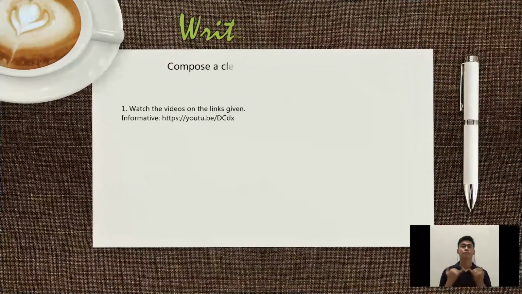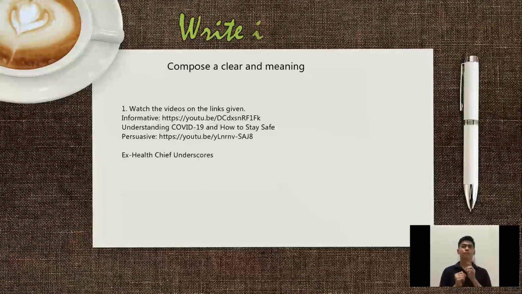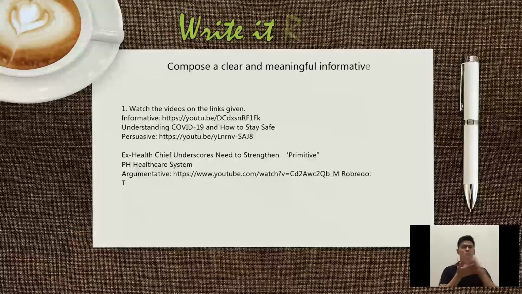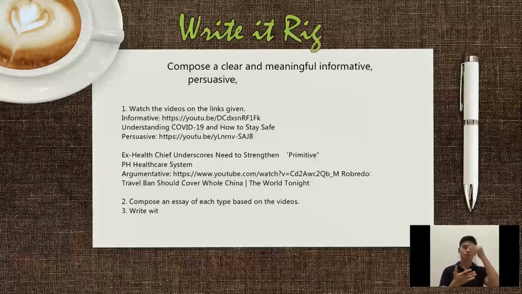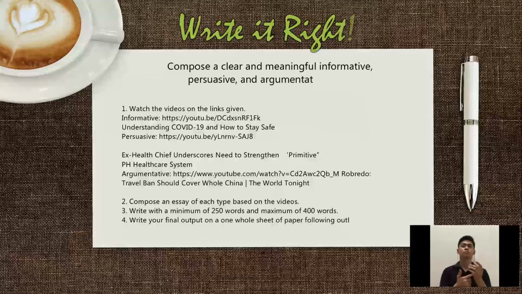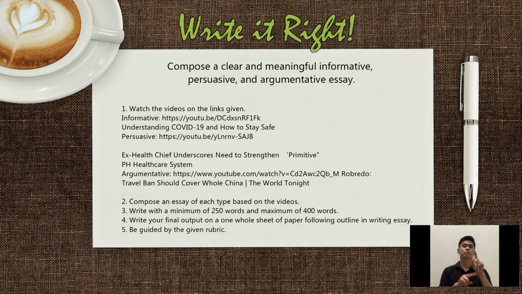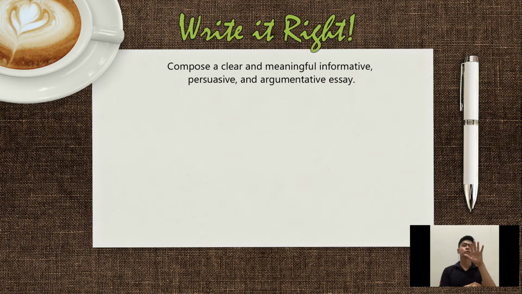Now it's time to write it right. Compose a clear and meaningful informative, persuasive, or argumentative essay. Watch the videos on the links given. Then compose an essay of each type based on the videos. Write with a minimum of 250 words and maximum of 400 words. Write your final output on one whole sheet of paper following the outline in writing an essay. And be guided by the given rubrics.